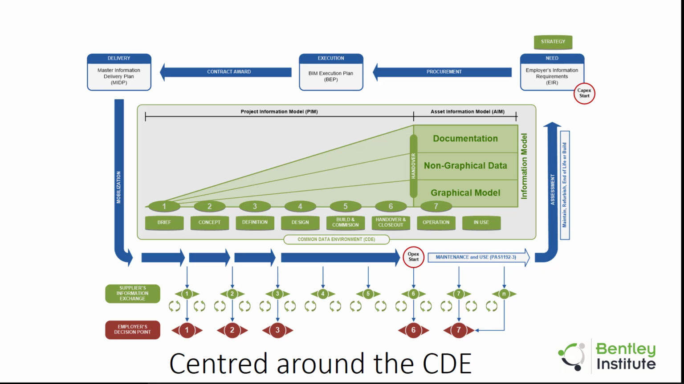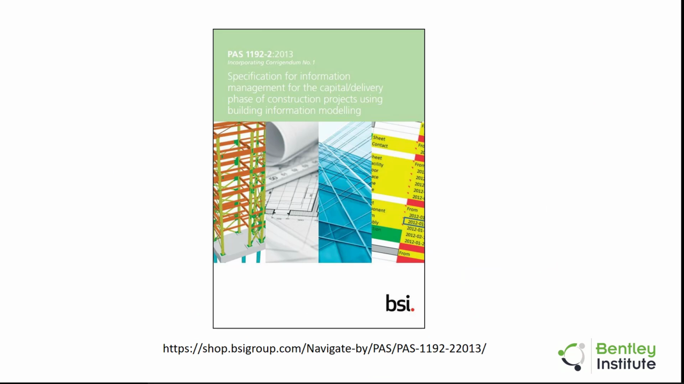In the UK, PAS 1192 Part 2 is a key document in managing the delivery phase of BIM Level 2 projects. More information can be found on the BSI website, where you can also download the document for free.